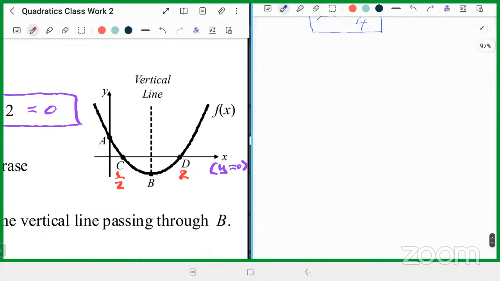Let me show you quickly. We're going to do this under the topic of coordinate geometry, but I can show you.